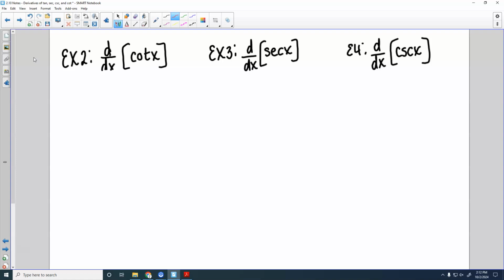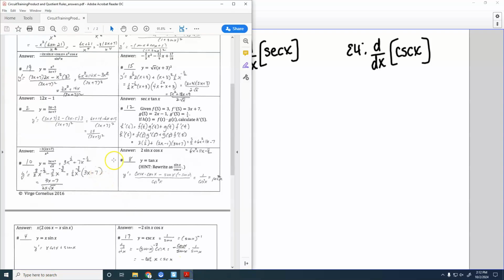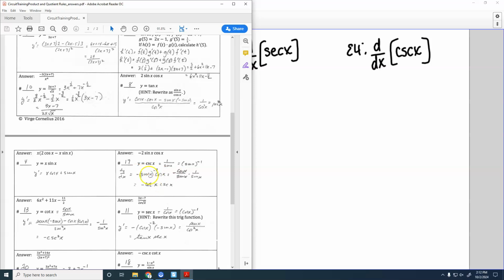You didn't have to do any of those on... Did you have to do any of those on the worksheet? Did you already do cosecant? So since, let's see, which one was cosecant? Let me look at it. 17. Yeah, 17 you did cosecant. So let's just write that one down, because you should have already done it.